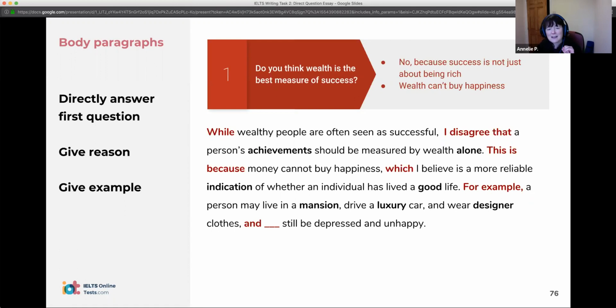Okay. So this person may have all of these things, and yet, very good. Dohan, Amit, yeah, sorry, Chris. Yeah, and yet still be depressed and unhappy. Yeah. Oh, perhaps works as well. Yeah. Sadly, yeah, something like that. That would work as well.